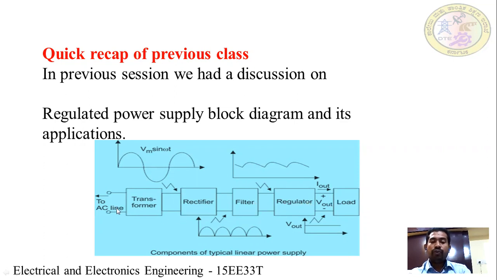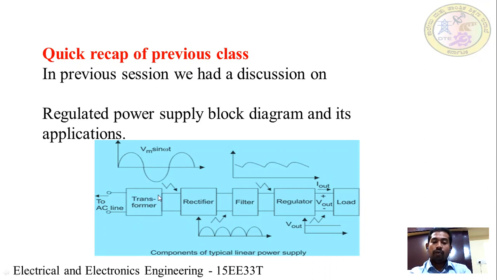Here, the input of the transformer is a sinusoidal waveform, that is AC, 230 volts 50 hertz supply. The AC input is given to the primary winding of the transformer, which consists of N1 turns, and the secondary winding of the transformer consists of N2 turns. The output of the secondary winding is given to the rectifier. Here, the transformer used is a step down transformer. It gives the step down output.